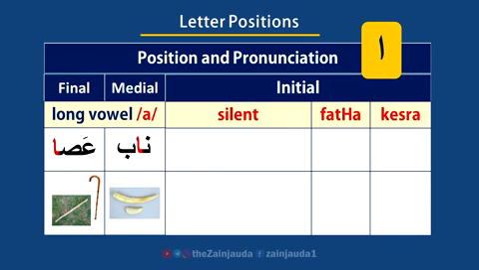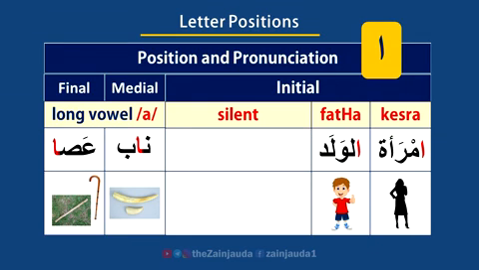When it comes in the initial position, it might have one of 3 pronunciations. The first one is kasra. Alif is pronounced as kasra when it comes at the beginning of a word like imra'a. This position of the alif is limited to very few words. Please notice we're talking about alif and not hamza. I will make this clearer soon.